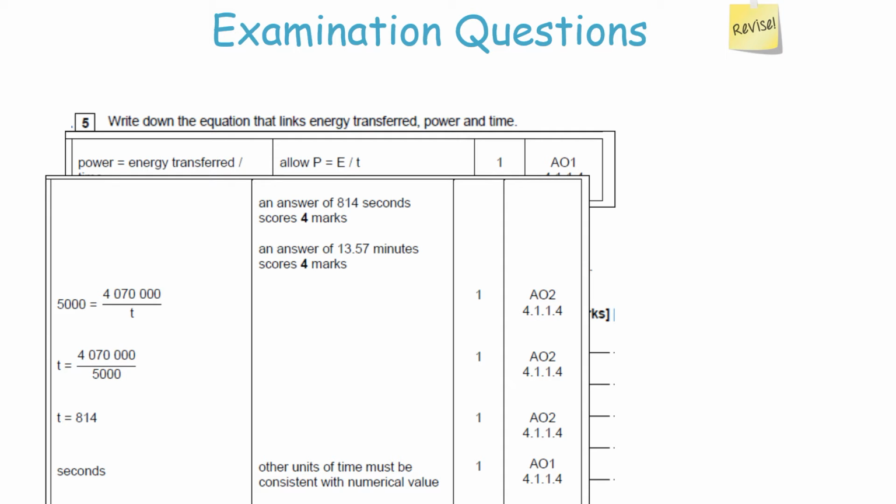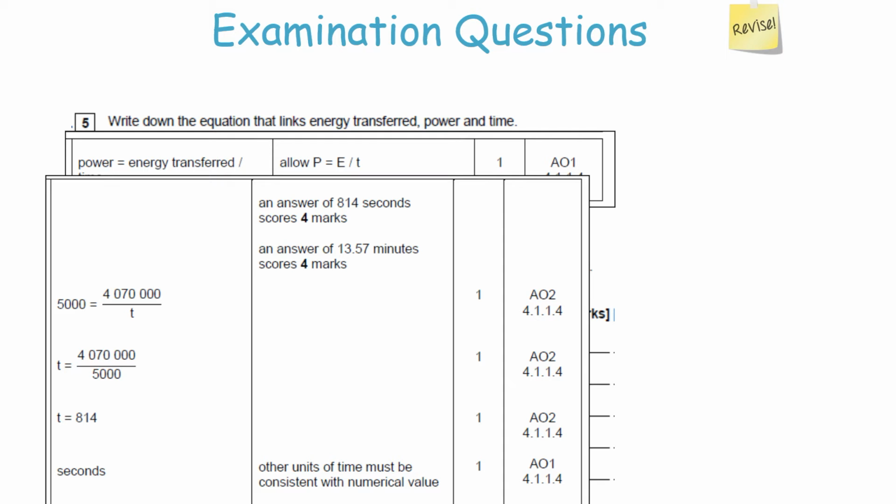So we say 5,000 is equal to 4,070,000 over time. We then rearrange and make time the subject. So if you notice, to get time by itself, you're going to have to take time from the dividing side on the right hand side to the multiplication part on the left hand side, and then to get rid of the 5,000 you need to take that from the multiplication side of the left hand side to the division side of the right hand side. So ultimately you get T is equal to 4,070,000 over 5,000, which equals 814.